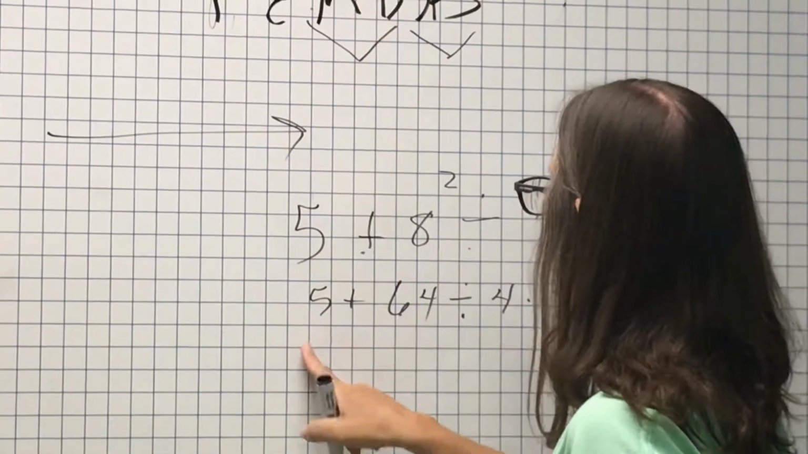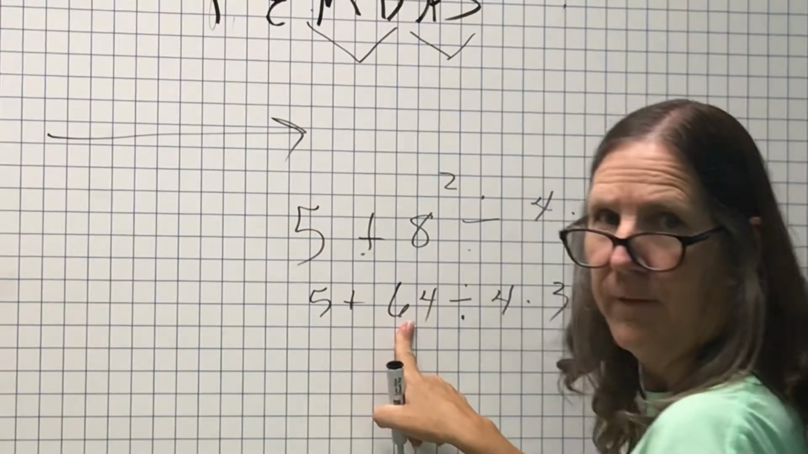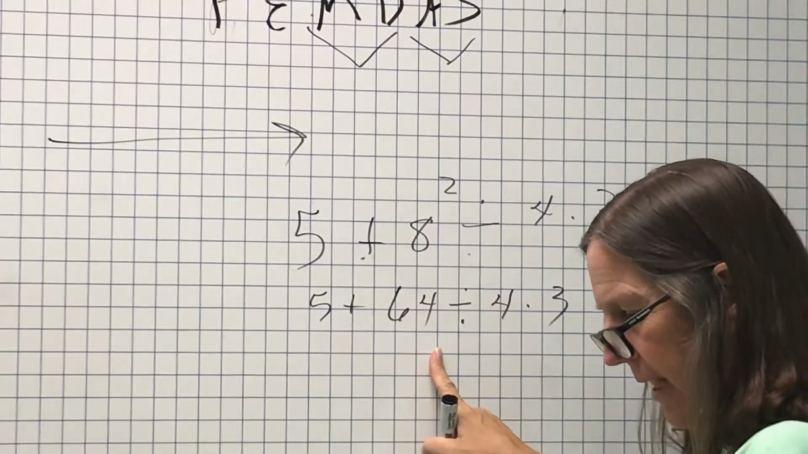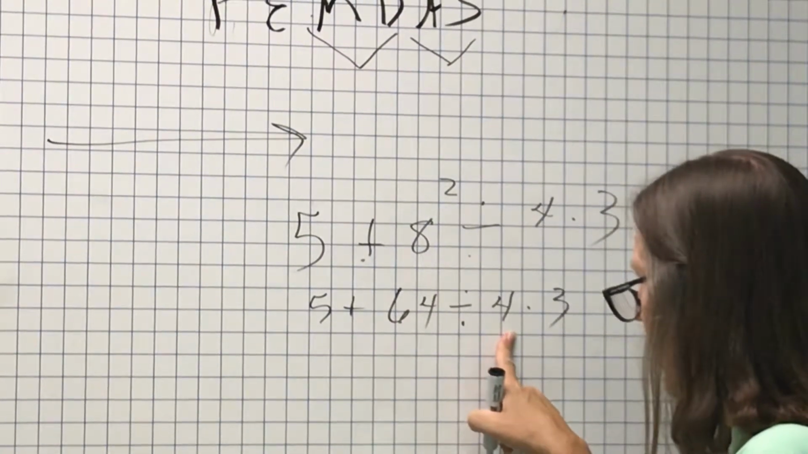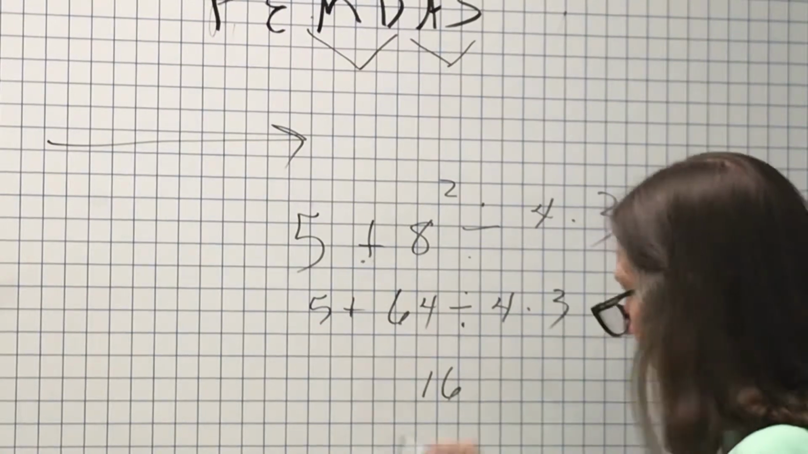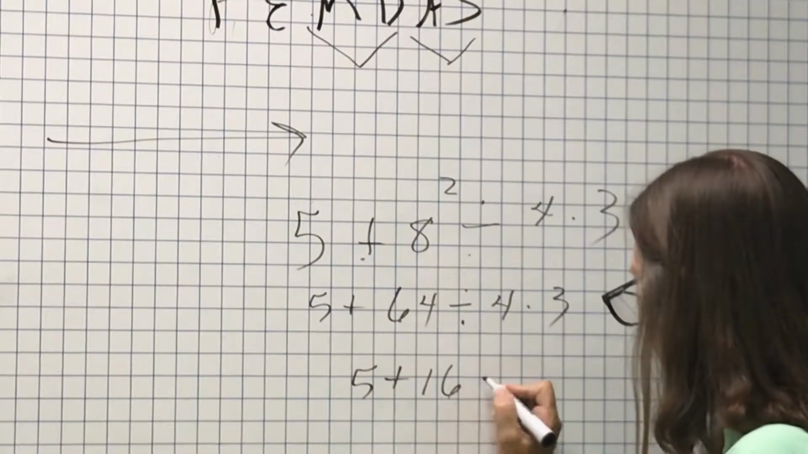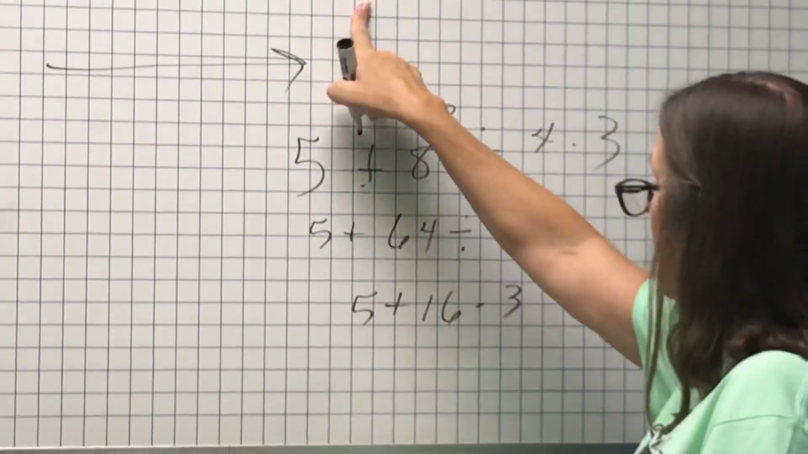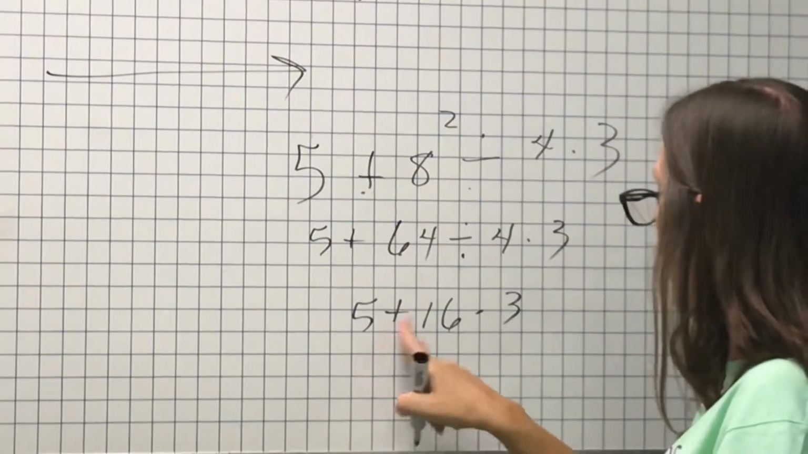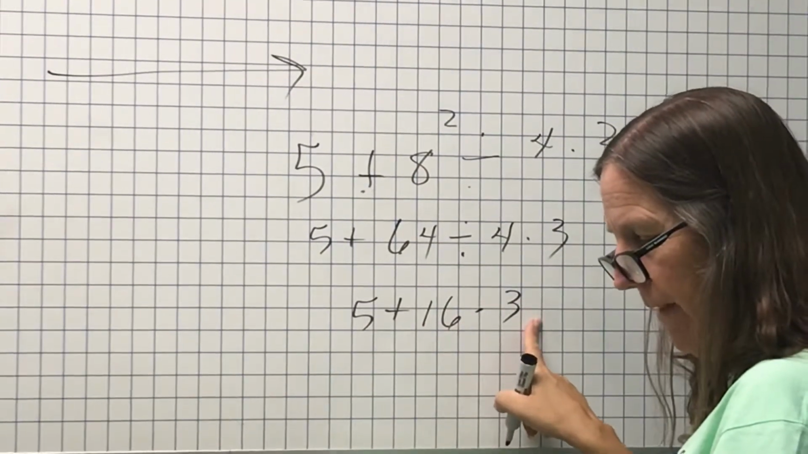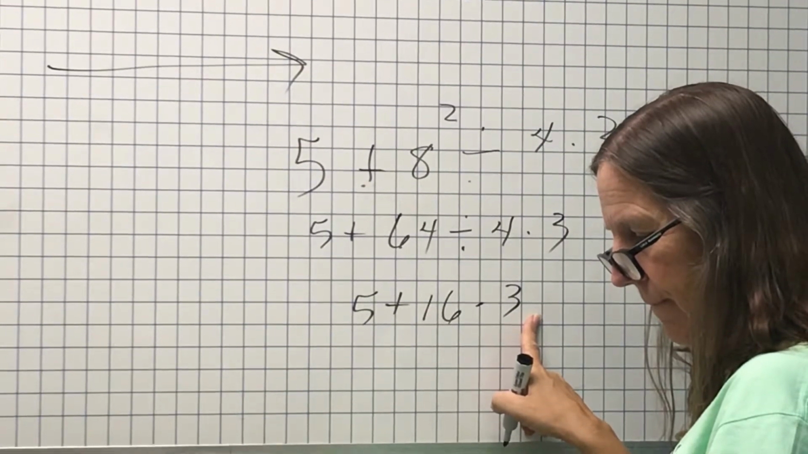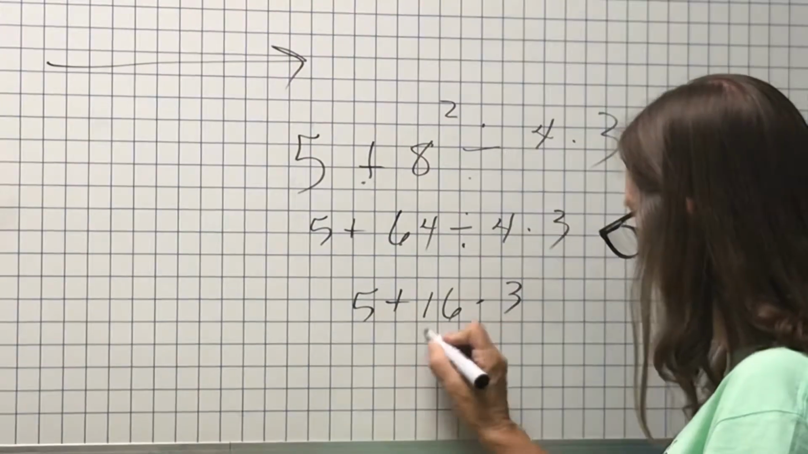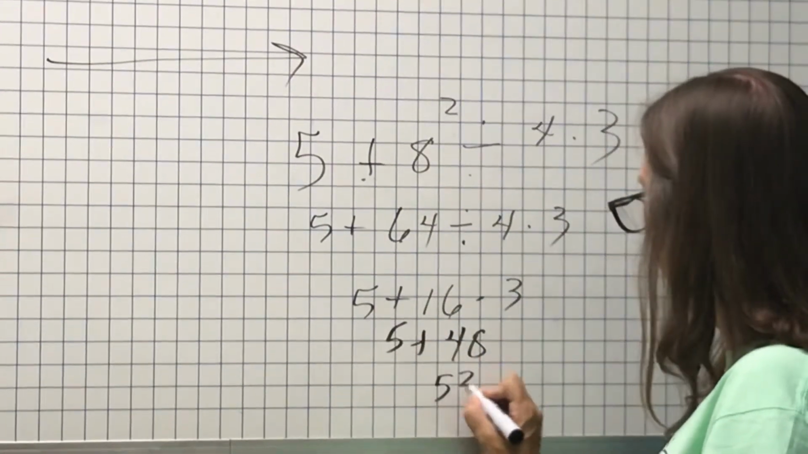Now multiplication and division going from left to right. That's addition, so ignore it. That's division. What's 64 divided by 4? Well, if you do the math, that's 16. So now you have 5 plus 16 times 3. Left to right. Multiplication and division before addition and subtraction. Ignore this, divide this. What's 16 divided by 3? Oh wait, 16 times 3, sorry. 16 times 3, 48. And then we add 5, so the answer is 53.